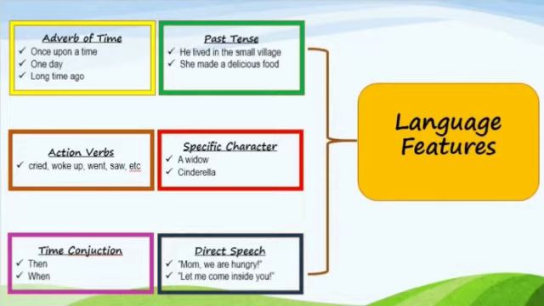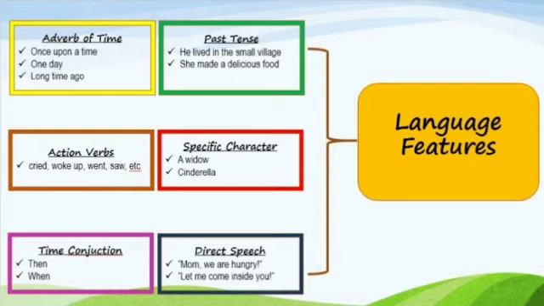Oke, specific characters. Ini merupakan karakter spesifik atau khusus ya. For example, a widow. Ini artinya janda, ya, seorang janda. A Cinderella, yang artinya Cinderella. Jadi karakter yang lebih khususnya di sini pemerannya, yaitu contohnya seorang janda atau Cinderella. Oke, itu salah satu contohnya. Next, time conjunction, kata penghubung waktu. For example, then, kemudian, when, ketika.